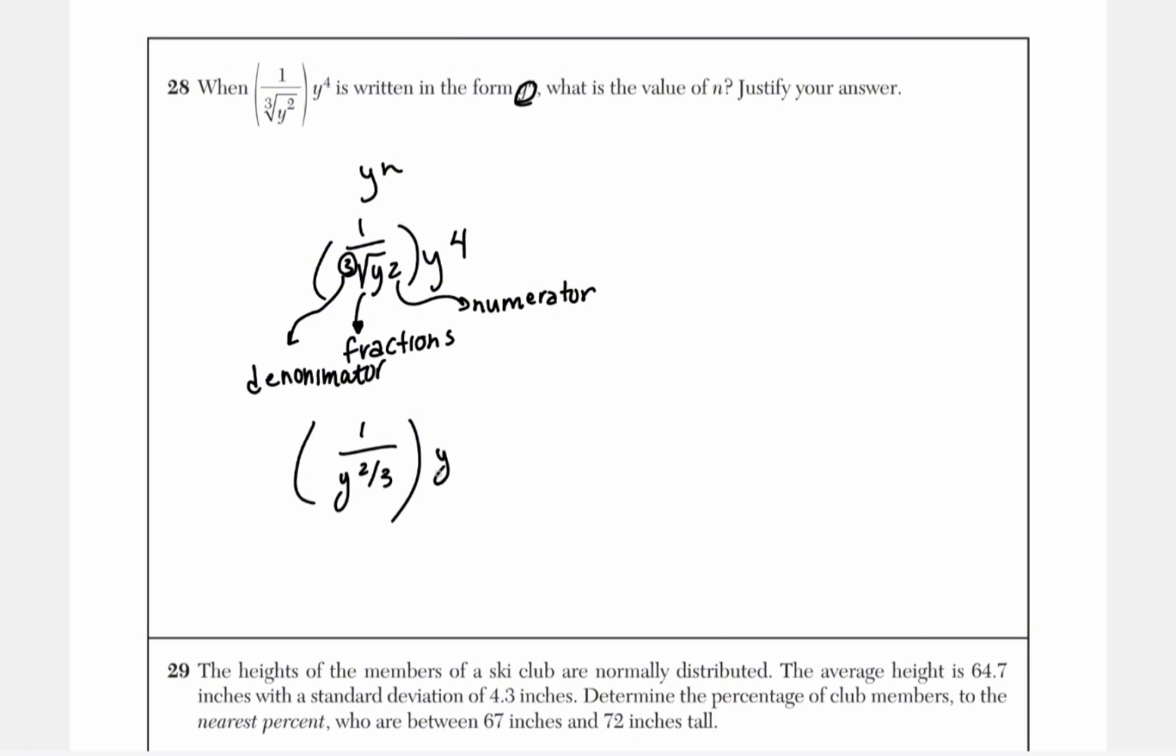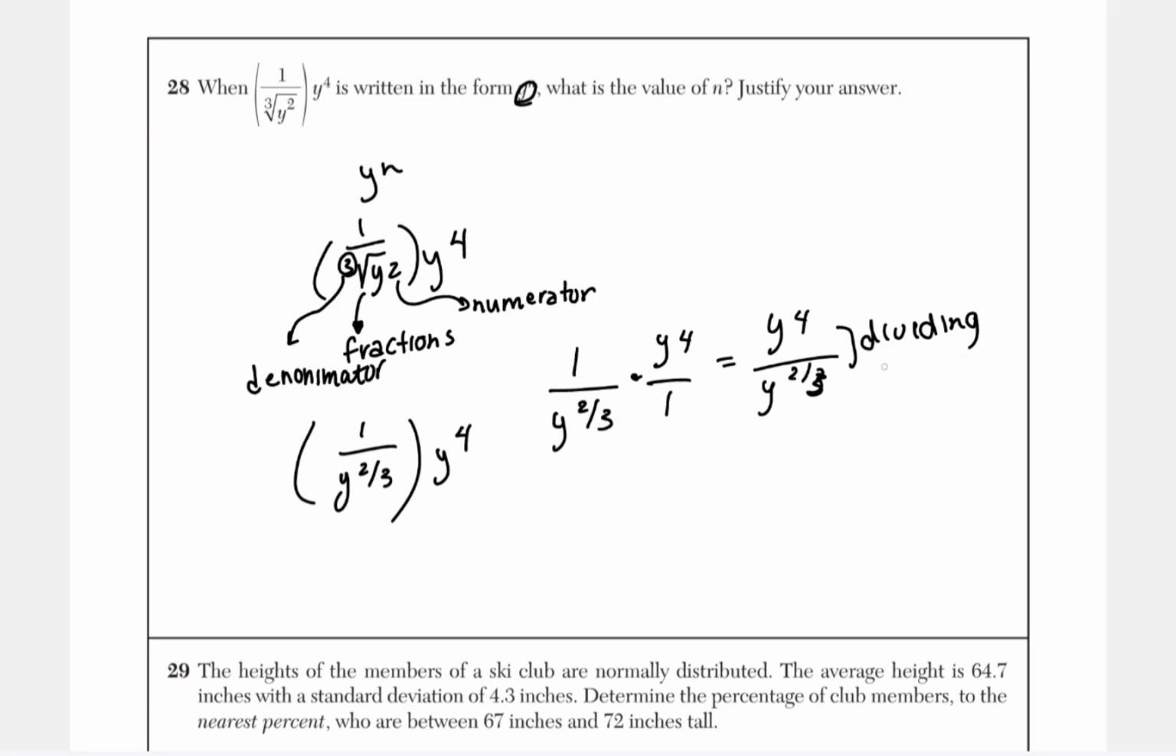And I'm multiplying it by y to the 4th. So I'm going to do 1 over y to the 2/3 times y to the 4th. So that's going to be y to the 4th over y to the 2/3. Rule: when we are dividing exponents, we subtract the exponents, just as when we multiply exponents, we add the exponents. So when we multiply two things that have exponents, we add the exponents. When we divide two things that have exponents, we subtract the exponents.